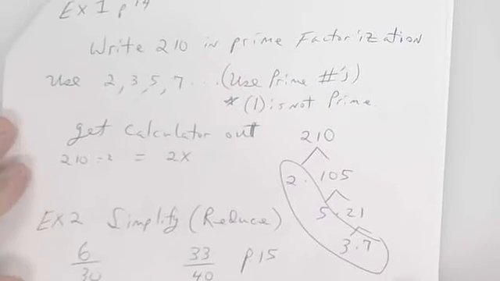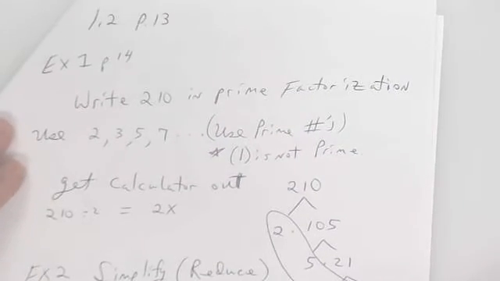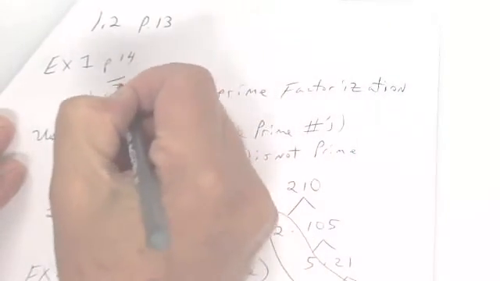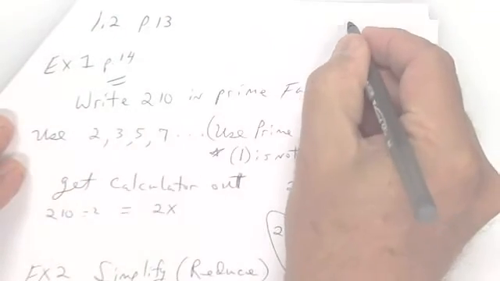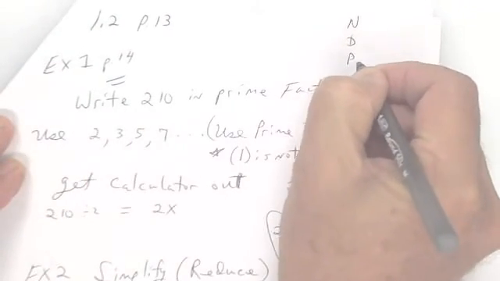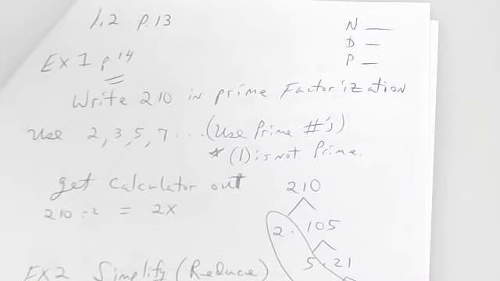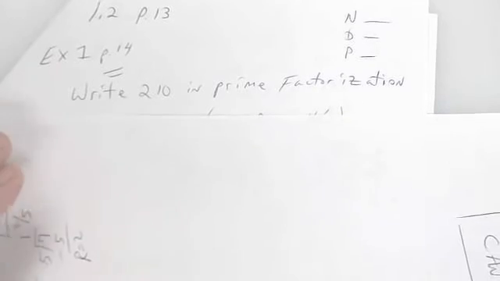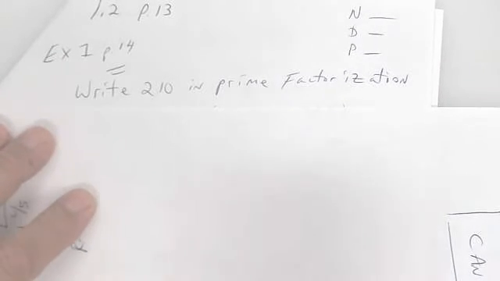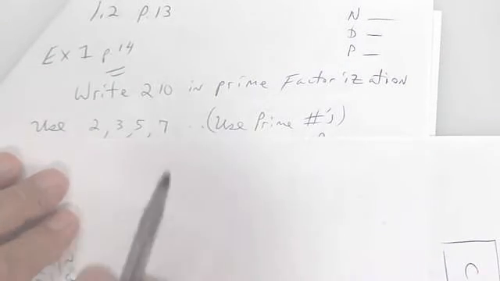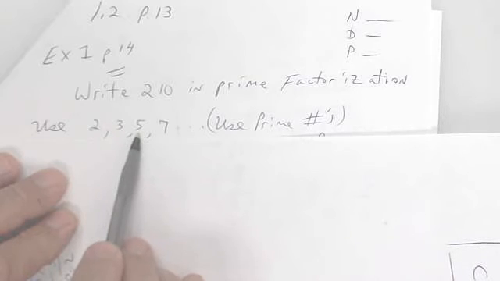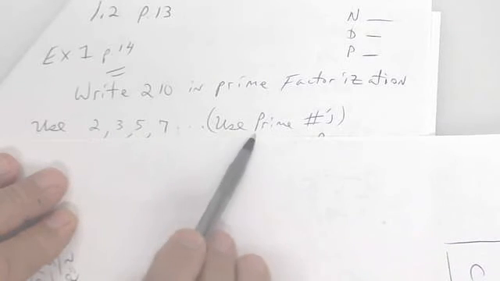so copy down what you see here. This is on page 14, 1.2. Put a name, date, and period. Copy everything you see. Well, let's talk about this a minute. Prime factorization. Okay, you always want to divide by 2s, 3s, 5s, and 7s, and maybe some other numbers.